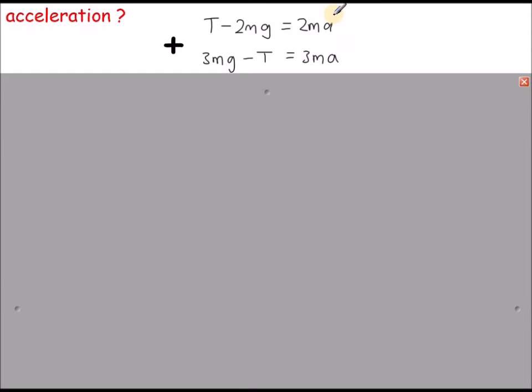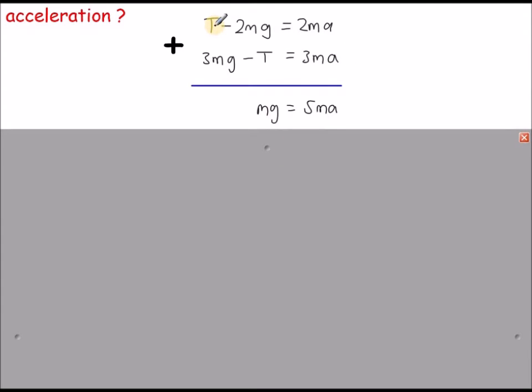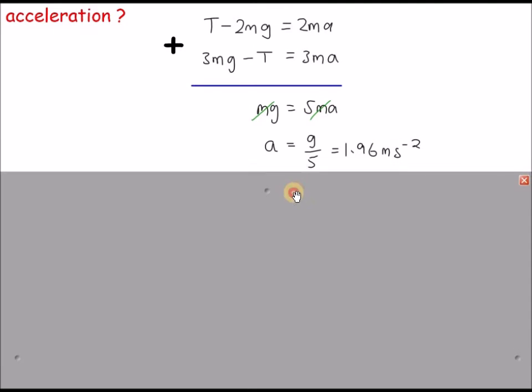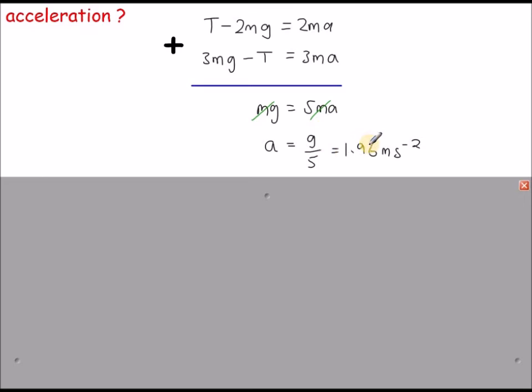So if I add the two equations together, the T and the minus T will cancel, and then we can cancel out the m's, so the acceleration is equal to g over 5, 1.96 meters per second squared.